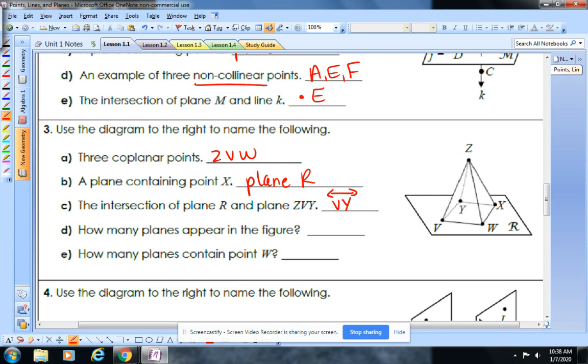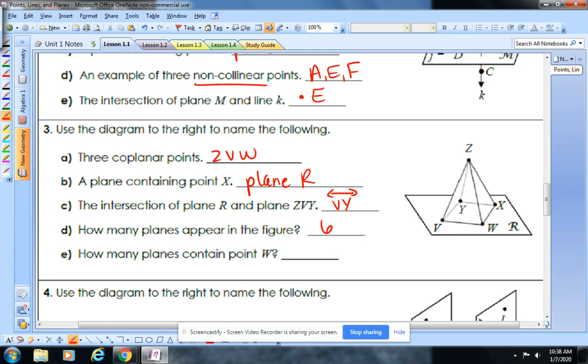How many total planes appear in the figure? The pyramid has how many planes? 1, 2, 3, 4, 5, and then the bottom one. So 5 total, right? 6 total. Where'd you get 5? Front side, 2. Yeah, that's 4, 5, 6. Y'all are right. Y'all agree?